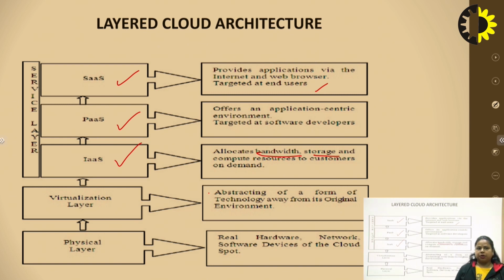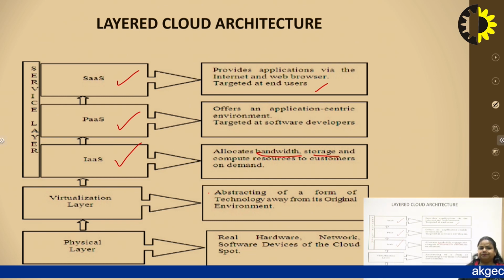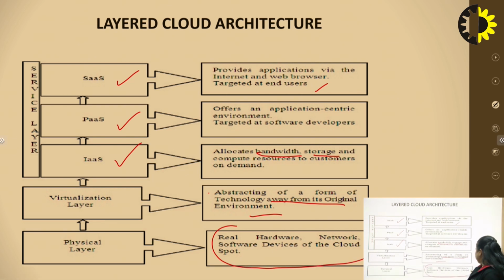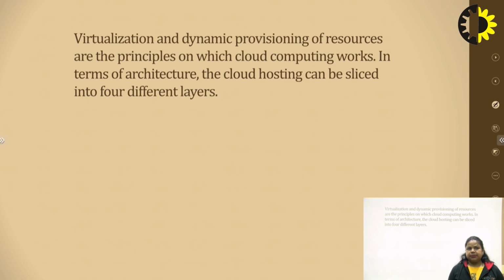Then, when talking about virtualization, we are all aware that this is a layer which works for abstracting a form of technology away from the original environment, right? And in the last, we have a physical layer. The physical layer includes everything: a real hardware installation system, how the network is created, how the software devices are connected to the clouds and so on. So this is the basic layer.